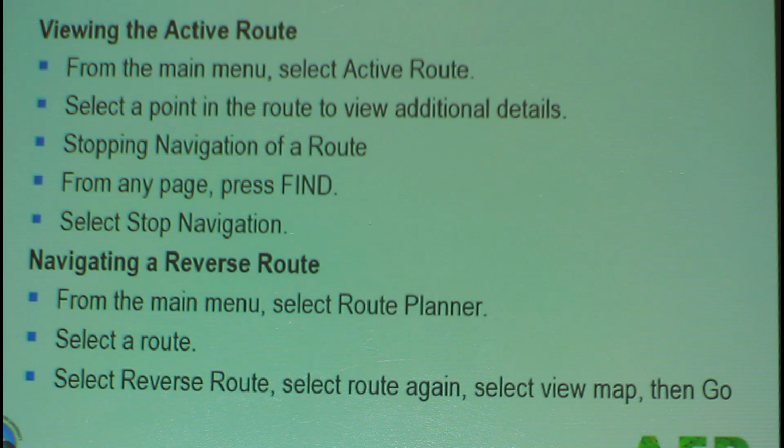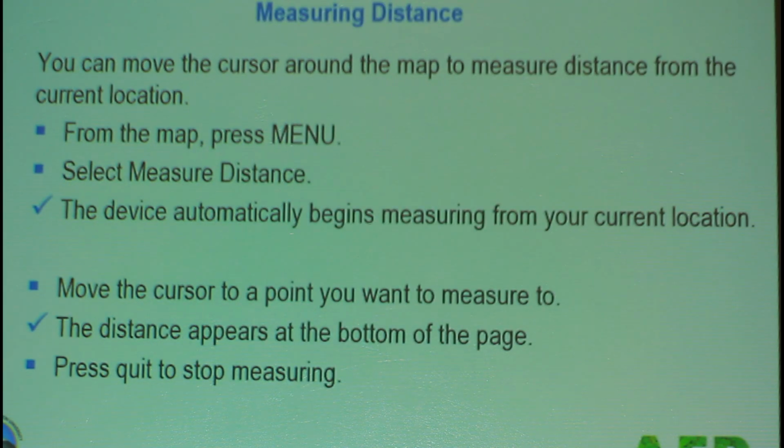Now, when you want to stop that active route where you're going, and maybe you want to search another route or go to a different place, you just press the button find, and it will ask you whether you want to stop the active route. You just stop the active route, and it will be out of the navigation mode. All these functions can be used by the GPS. And the other most important function is the distance calculation.